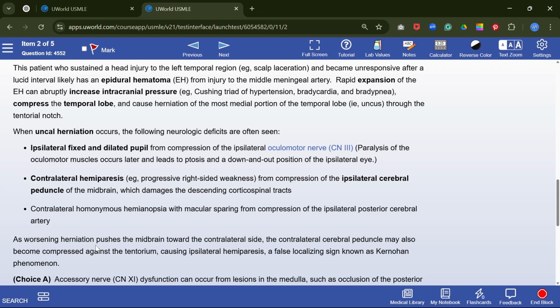As the herniation pushes the midbrain toward the contralateral side, the contralateral cerebral peduncle may also be compressed against the tentorium, causing ipsilateral hemiparesis. In the late case, there is ipsilateral hemiparesis. It's a false localizing sign known as Kernohan phenomenon.